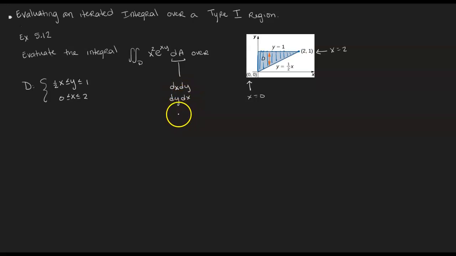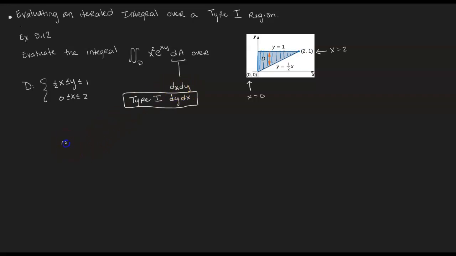In the rectangular regions, it did not matter. However, in the general regions, it will. And the reason for that is the y values in a type 1 region are squeezed between functions. So we absolutely need to integrate y first. So for a type 1 region, you will do dy dx every time. And for a type 2 region, you'll do dx dy every time because x will be squeezed between two functions.